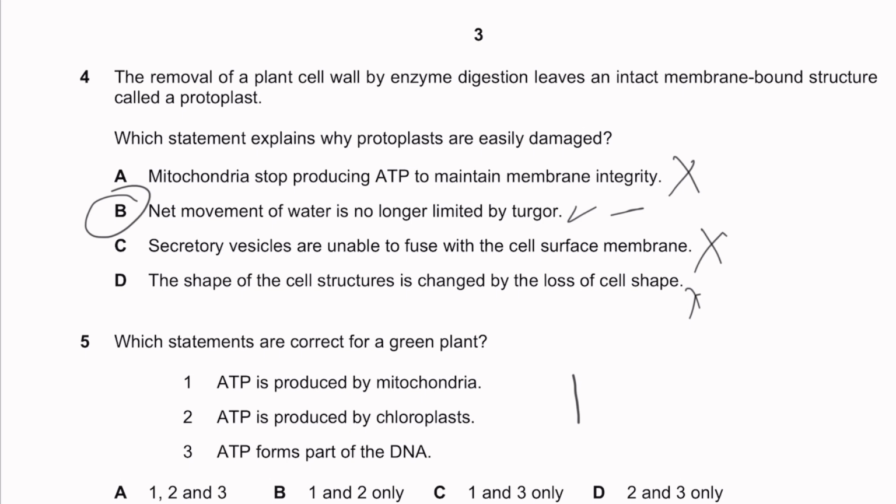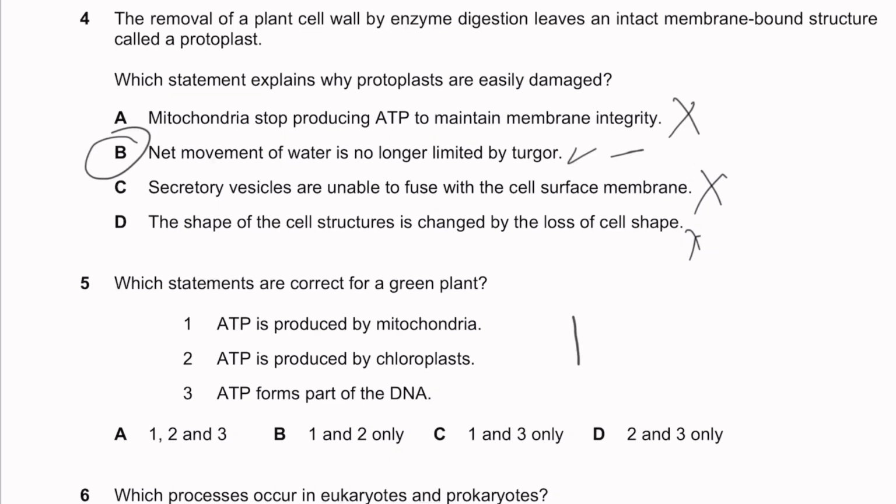Which statements are correct for a green plant? ATP is produced by mitochondria. ATP is produced by chloroplasts. ATP forms part of DNA. ATP is produced by mitochondria. ATP is produced by chloroplasts during the light-dependent stage of photosynthesis. However, ATP does not form part of DNA. Okay, that's 1 and 2 only.